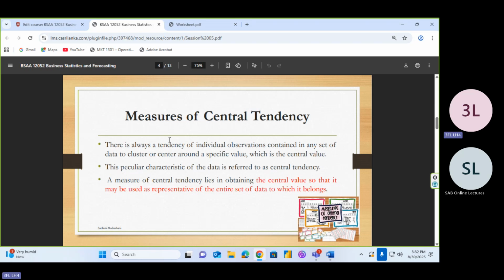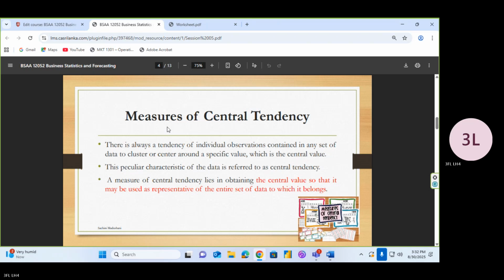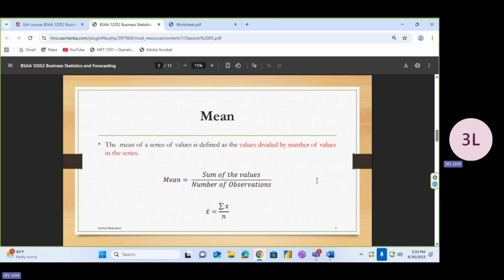It's clear? Okay, then next one says, a measure of central tendency lies in obtaining the central value so that it may be used as representative of the entire set of data to which it belongs. Okay, then we take the data set, then we calculate the mean or median or mode. Okay, then that particular value represents the whole data set. Then we move on one by one.